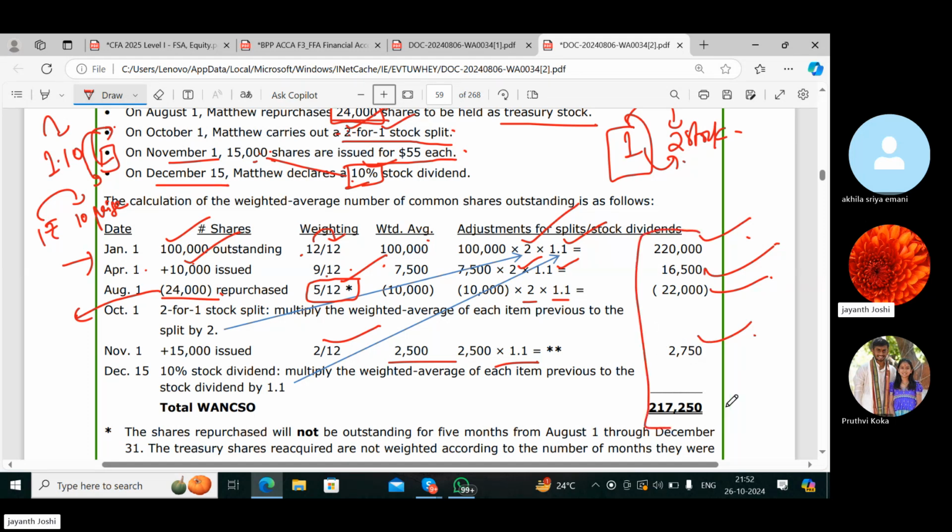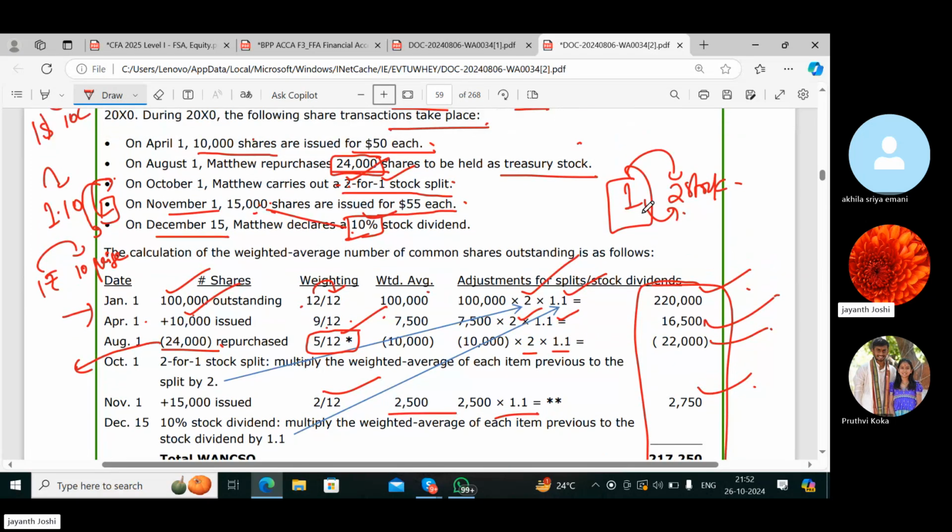And when we do the sum total of all this, we get the total. So please go through this again. I'll give you 2 minutes of time. We'll move forward. Any doubts, please ask me.